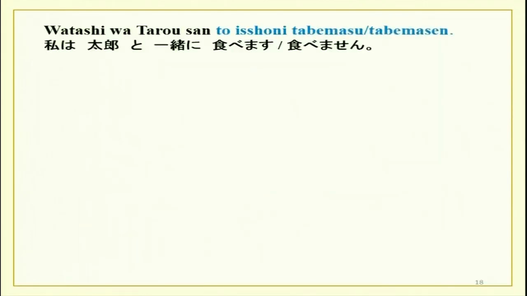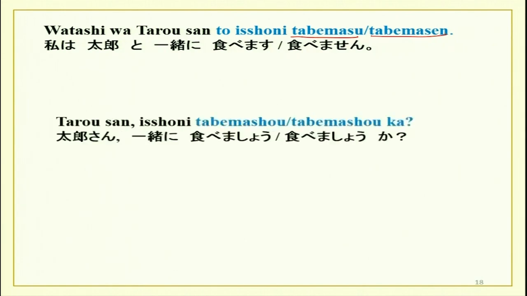Now, something very, very simple but a little tricky. So just see. Watashi wa Taro-san to issho ni tabemasu. I will eat with Taro-san or I will not eat with Taro-san. Issho ni is together with. Taro-san, issho ni tabemasho. So not asking him, just saying directly, tabemasho, let's eat. Very, very direct, shows that you are very close to the person. And then, Taro-san, issho ni tabemasho ka. Still very informal, but asking the person, shall we go and eat? So this is, shall we? Shall we go and eat? Because the verb says eat over here.